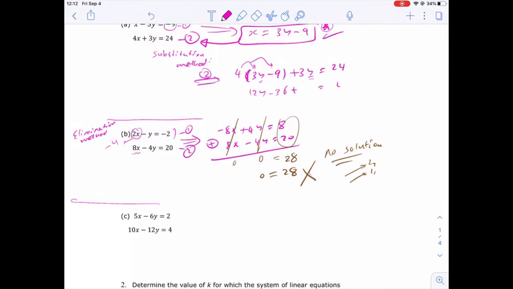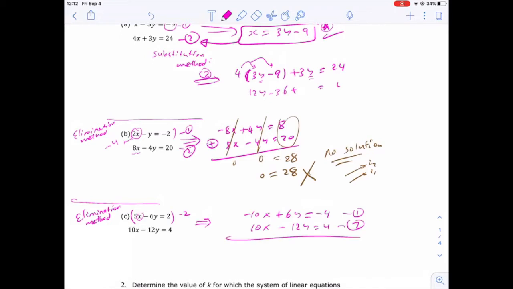For this problem, we can solve it by either elimination or substitution method, but maybe elimination is easier because we have coefficients other than 1 here, so it's not easy to solve for x or for y, then plug it into the other equation. So let's use elimination method. I'm gonna multiply the first equation by -2 to eliminate x. So this gives us -10x plus 6y equals -4. This is the first equation. The second equation is 10x minus 12y equals 4.